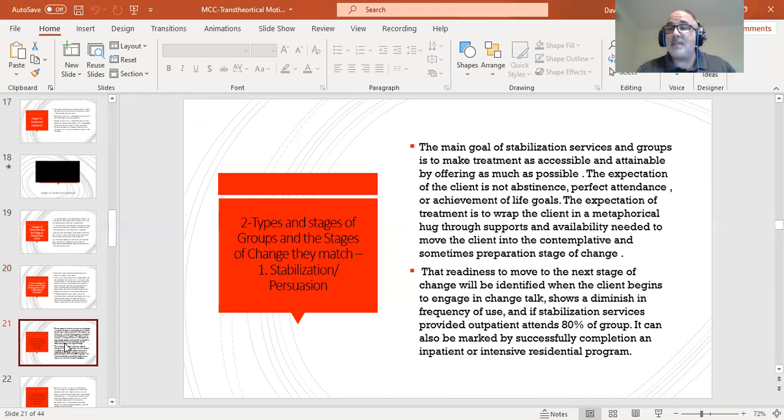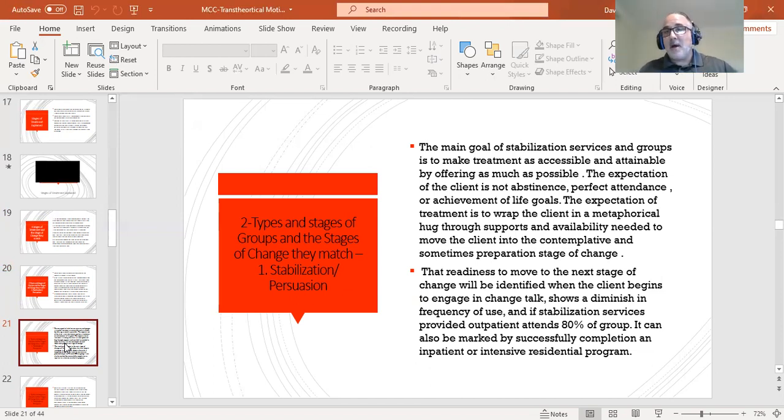The main goal of stabilization services, by services I mean the IOP or the embedded programs, is to make treatment as accessible and attainable as possible by offering as much as possible. The expectation of the client is not abstinence, it's more harm reduction. Harm reduction is a big part of the engagement stage. It could take a while, and I think we're not there yet as per the regs or per services offered, but we're getting close. So harm reduction can go a layer deeper, even before more community-based outreach going after a person.